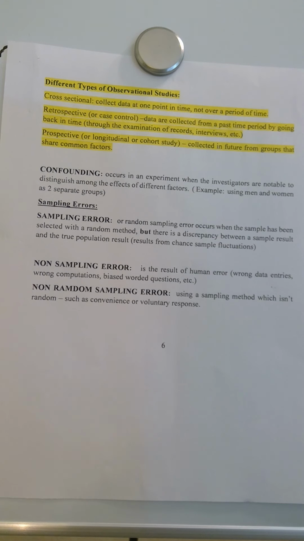Confounding will come up on and off again throughout. It occurs in an experiment when the investigators are not able to distinguish among the effects of different factors. Example, using men and women as two separate groups. Sampling errors will come up again throughout the course. They are also called random sampling error. They occur when the sample has been selected with a random method, but there is a discrepancy between a sample result and the true population results. And these can result from some chance sample fluctuations.